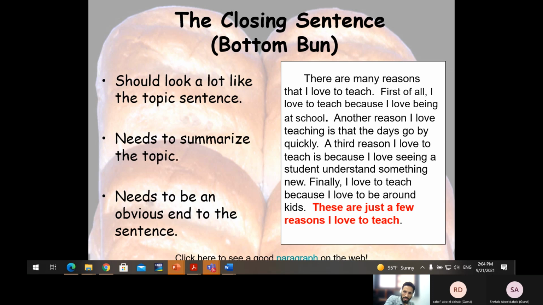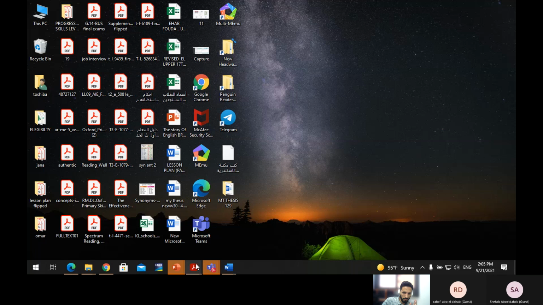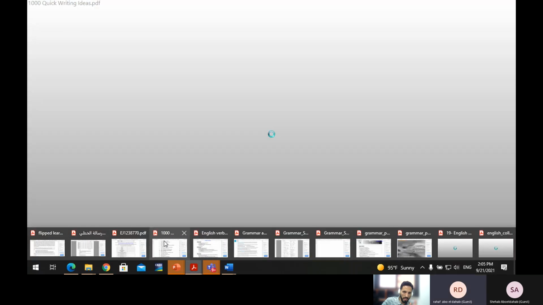Okay? As you see, this is the topic sentence, but it's written in different words. You can use some synonyms, you can change the structure, okay? But all in all, you have to write the closing sentence as a summary, which is similar to the topic sentence, but it's written in different words, okay? Got it? Okay, got it.